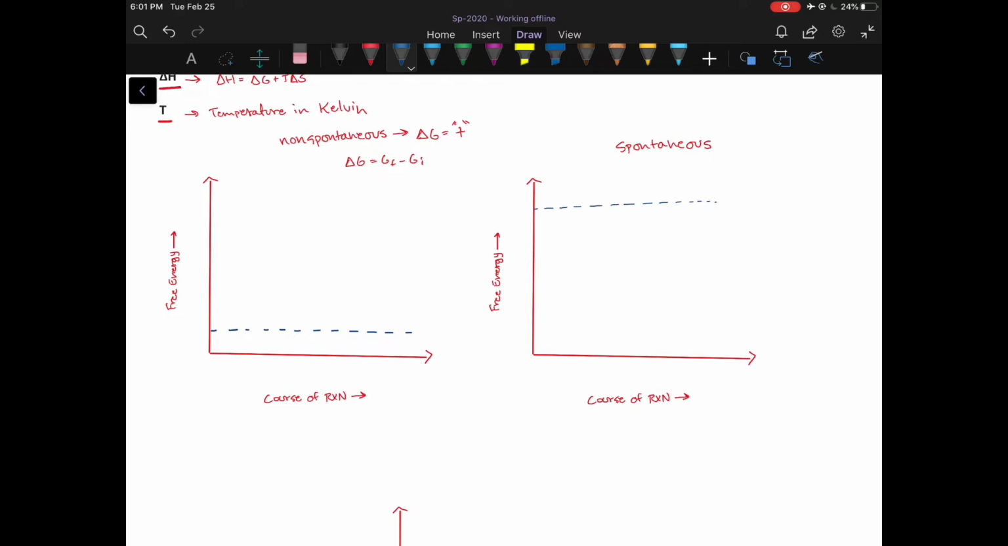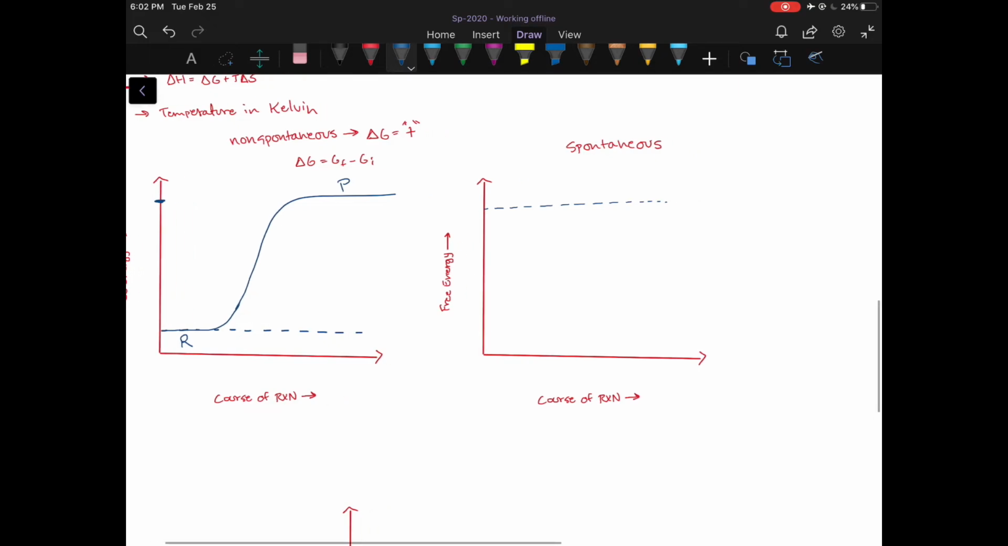So if we were to draw a free energy diagram for a non-spontaneous reaction, we would basically want our products to have much higher free energy. So if we start down here and go up like so, this would be labeled as our products, and this as our reactants. You can see that the y-axis gives us free energy, so the products will have a much higher free energy than the reactants, thus giving it the positive delta G value.